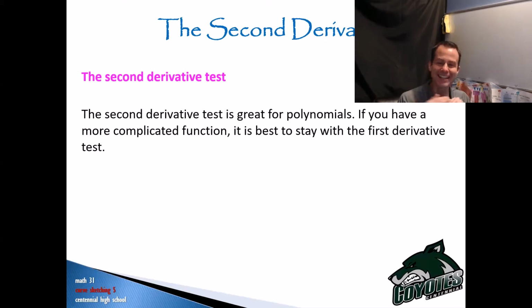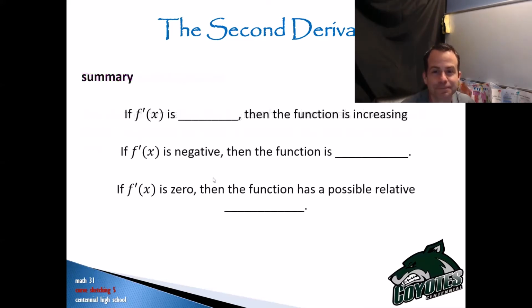What we're going to add to that list is the interval where the graph concaves up, the interval where the graph concaves down, and whether or not there's a point of inflection. So, summarizing before we get into that analysis: if the first derivative is positive, then the function is increasing. If the first derivative is negative, then the function is decreasing. If the first derivative is 0, then the function has a possible max or min. All of those statements should sound pretty familiar at this point.